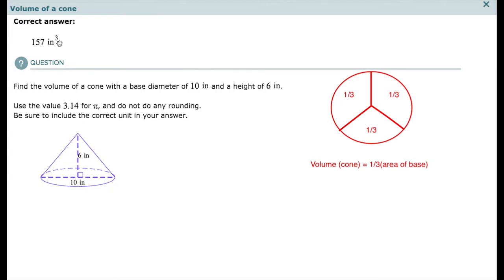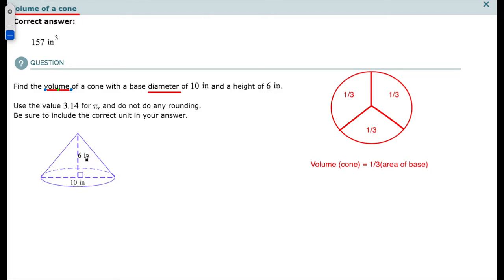Alright, I'm going to show you how to find the volume of a cone. We're going to find the volume of a cone with a base diameter of 10 inches. Here's the diameter. Remember that volume means the amount of space inside, so it's three-dimensional. And a height of 6 inches.